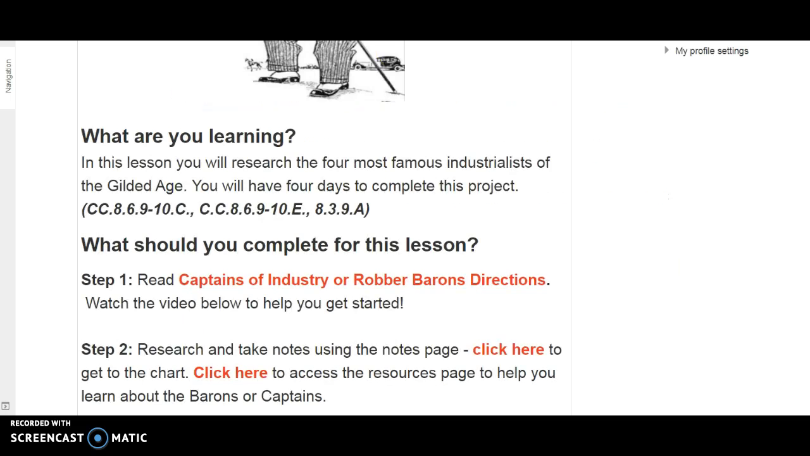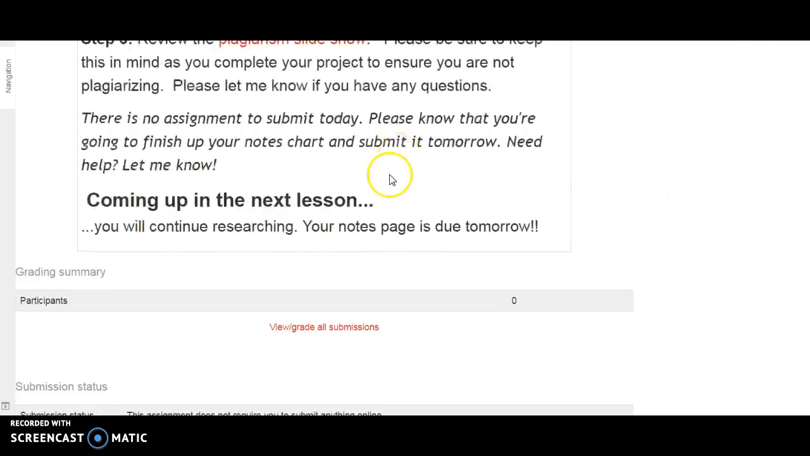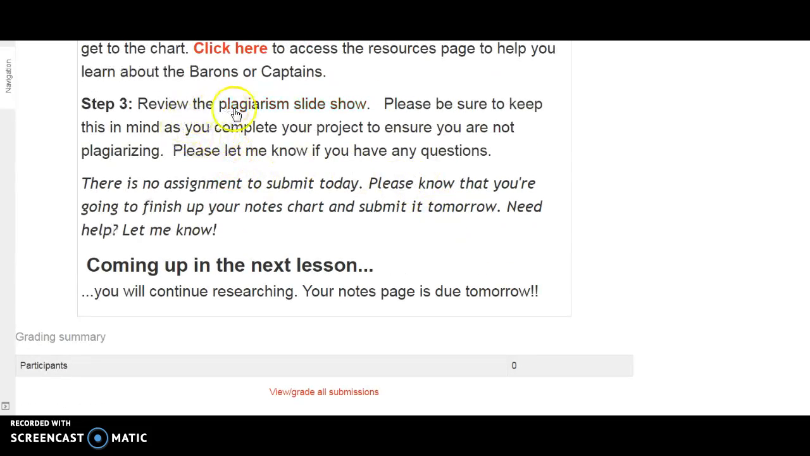The last thing on your lesson for today is to review the plagiarism slideshow. This is very important that you make sure that when you are turning in your project that it is not accidentally plagiarized in any way. So please take a minute to review that. Make sure that you understand it. If you don't, please let me know, and I would be happy to go over that with you now.